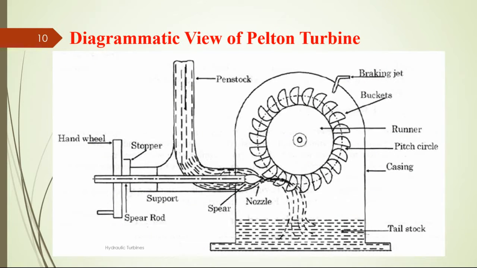So here is the diagrammatic view of Pelton wheel where we can see a penstock from where water comes, and with the help of spear we can control the velocity of water which is imparted on the buckets which are placed on the periphery of the wheel.